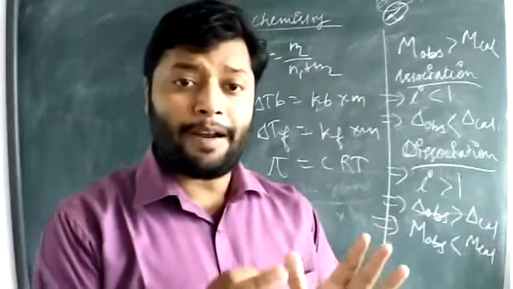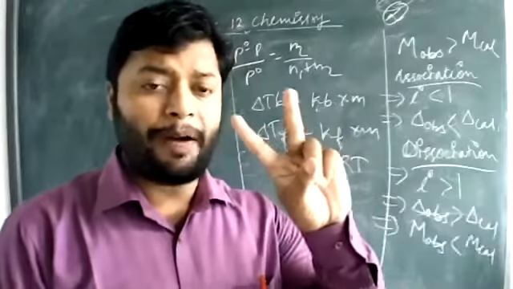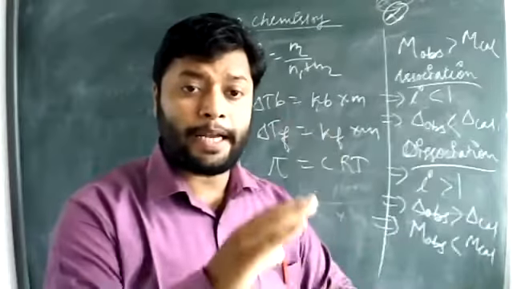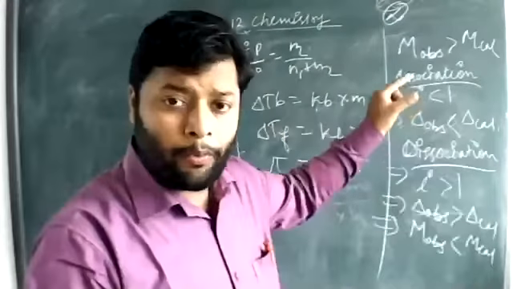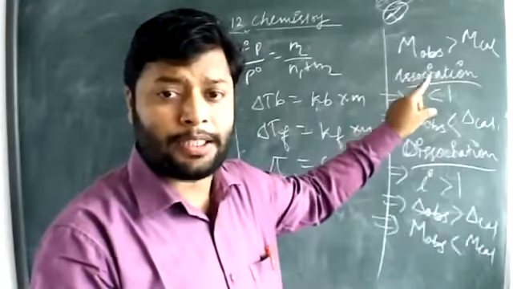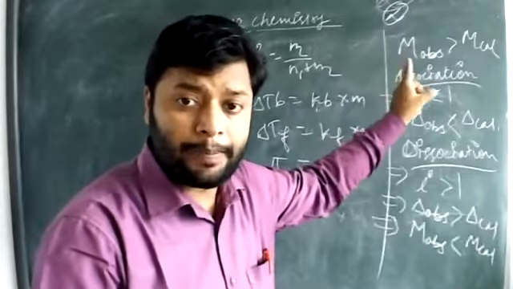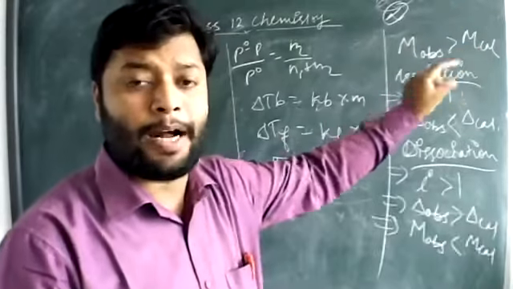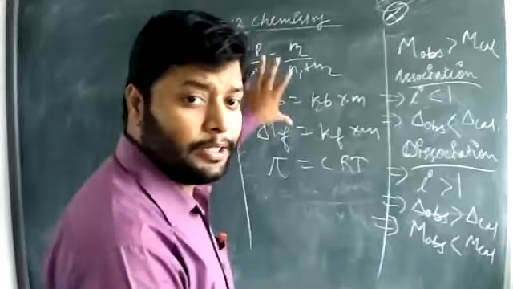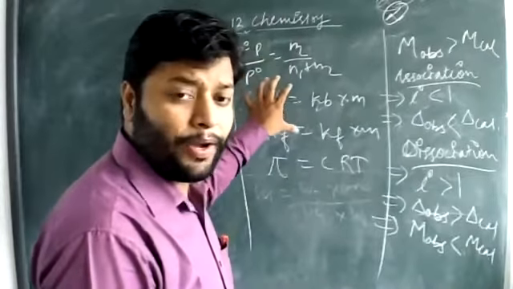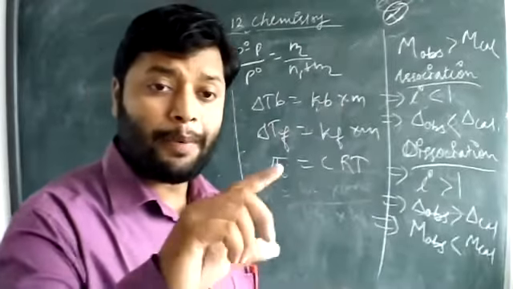In the case of abnormal molar mass, there will always be two possibilities. The observed value will be either greater than the calculated or smaller than the calculated. Whenever the particles are going for association, the observed molar mass, that is called abnormal molar mass, must be greater than the calculated molar mass. Calculated means you are just using this formula. Whenever you are using this formula, this is called a calculated value.